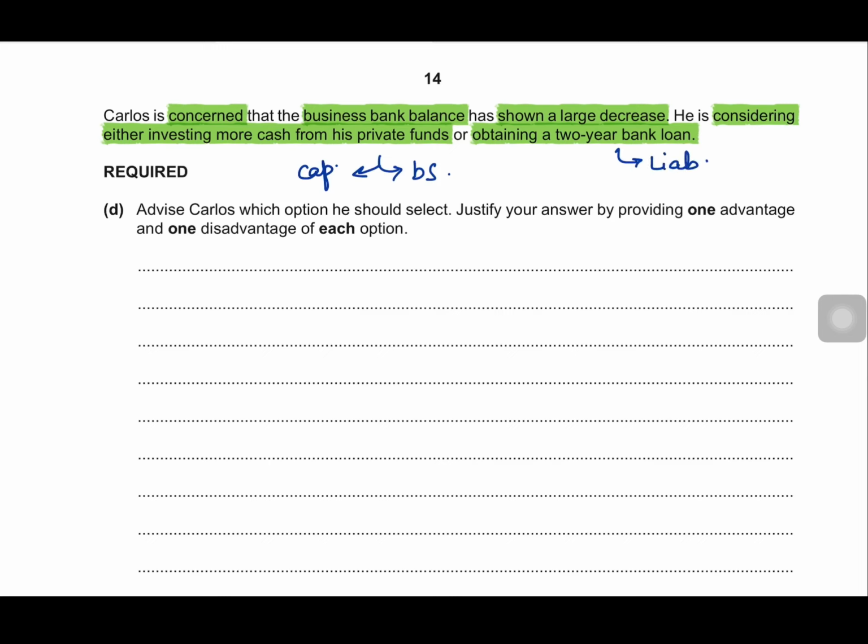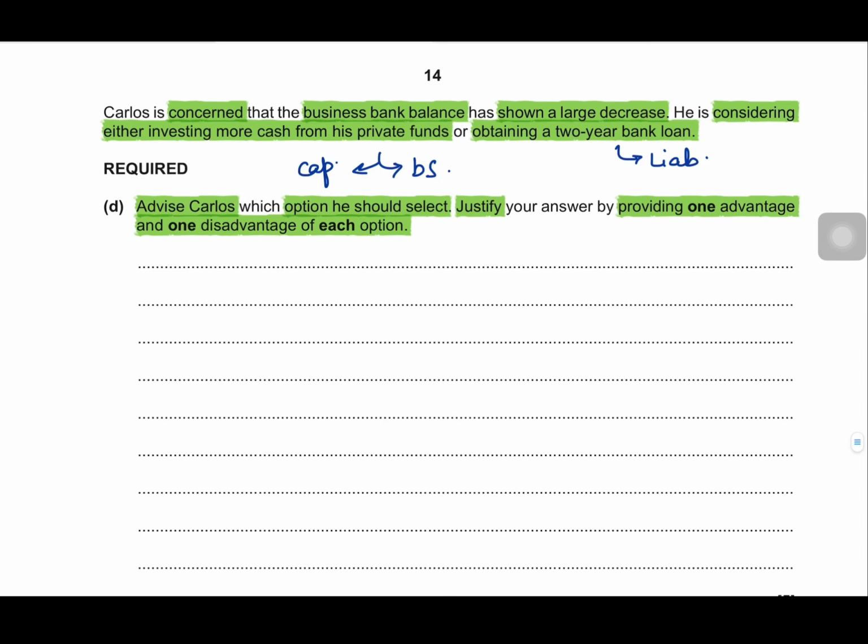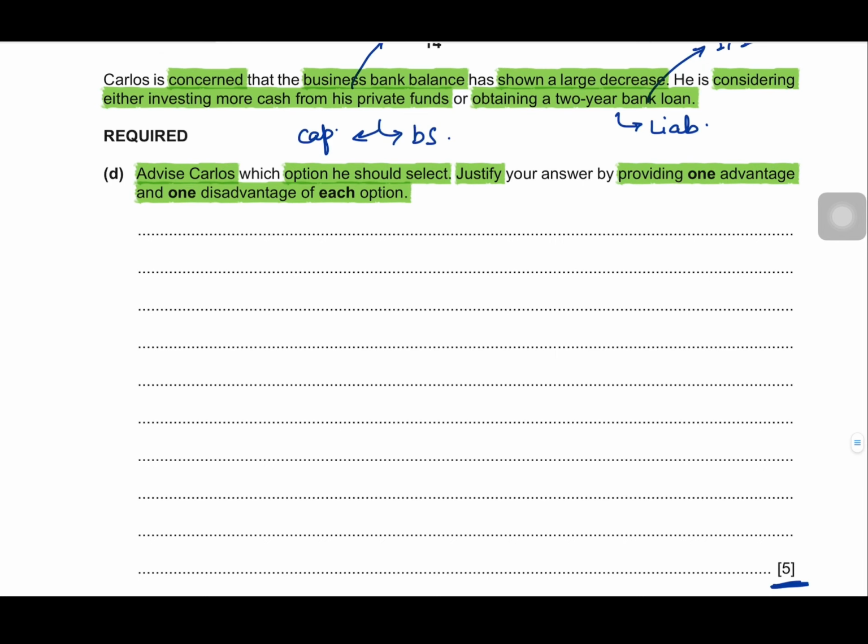Now the question is, advise Carlos which option he should select. Justify your answer by providing one advantage and one disadvantage of each option. And this is for 5 marks. So for both of these options you have to write one advantage and one disadvantage. So this will make up for 4 marks, and then 1 mark for recommendation as well, that what do you think he should do. Okay, so let's brainstorm first.